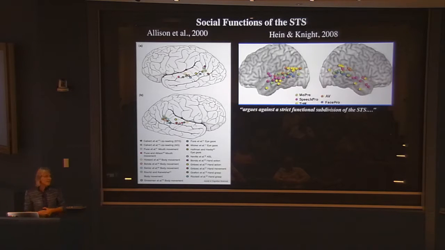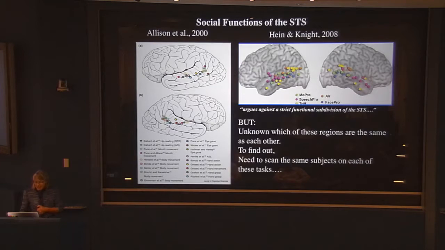The only way to find out is to scan all of these tasks in an individual subject and ask whether in that subject these things are segregated or not. As soon as you go pooling across subjects, you're going to blur things anyway. You're not going to be able to ask this question of specificity. Okay?